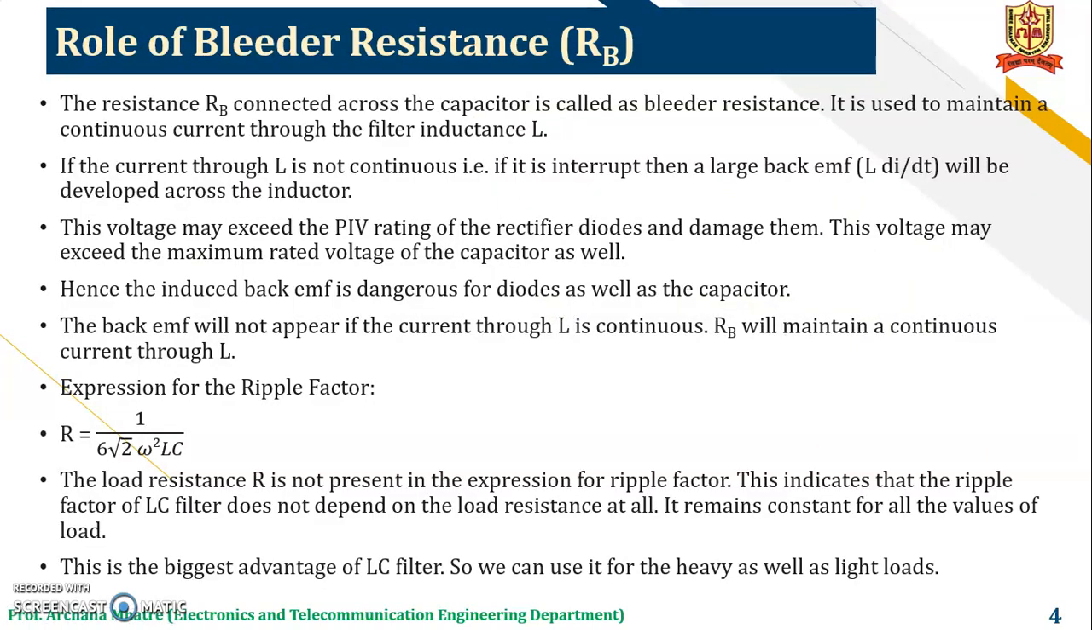Now the role of the bleeder resistance, that is RB. The resistance RB connected across the capacitor is called a bleeder resistance. It is used to maintain a continuous current through the filter inductance L. If the current through L is not continuous, that is, if it is interrupted, then a large back EMF, that is L into di by dt, will be developed across the inductor. This voltage may exceed the PIV, that is peak inverse voltage rating, of the rectifier diode and damage them.